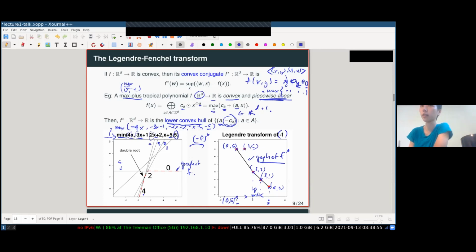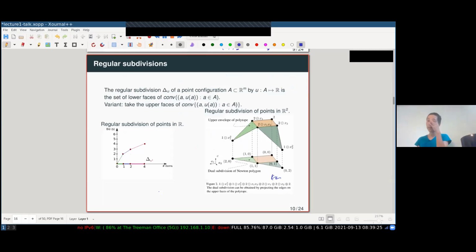If I were to have a smooth convex function, like f(x) equals x squared or something, when I do this transform, I would get another convex function, but it's not going to be the lower convex hull of a bunch of points, right? The discreteness in f star came because f was discrete, right? f has pieces where the slopes stay constant, right? And this is very distinct in tropical geometry.